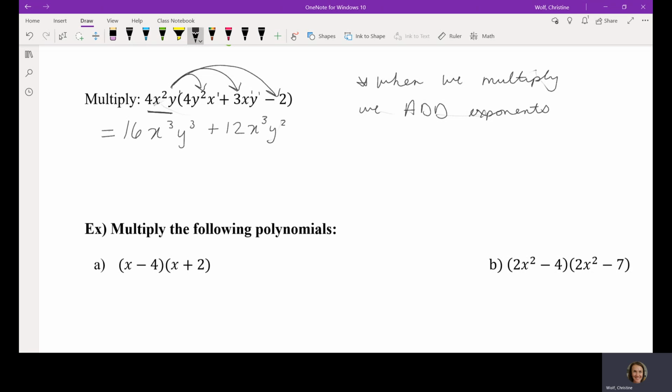And finally, you're multiplying this 4x squared y to a negative 2. So 4 times negative 2 is negative 8.